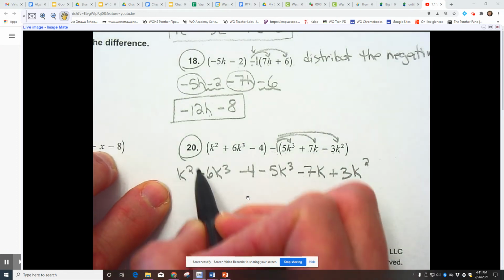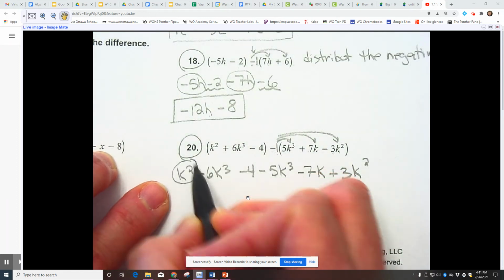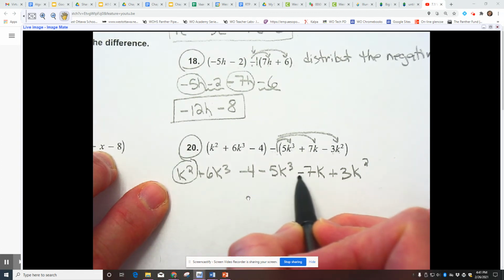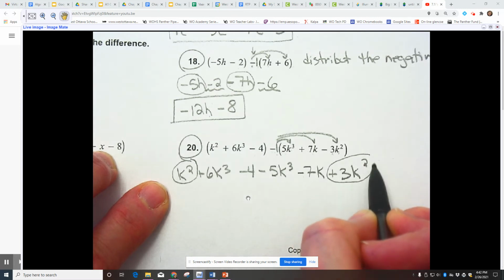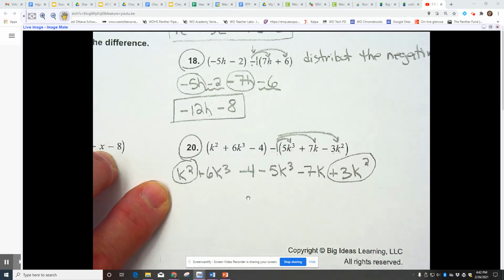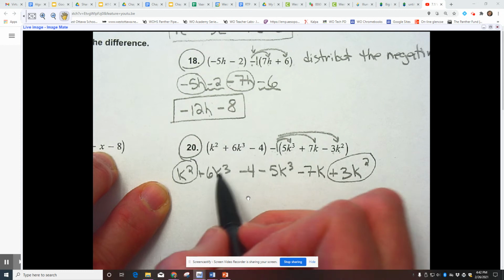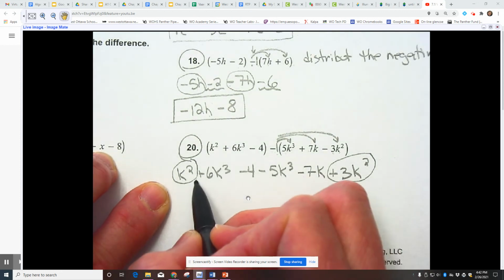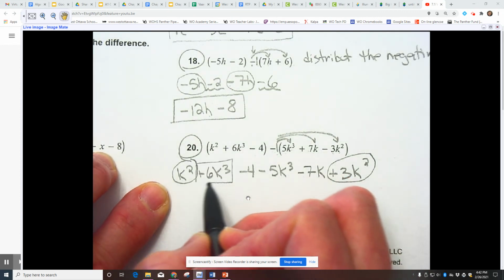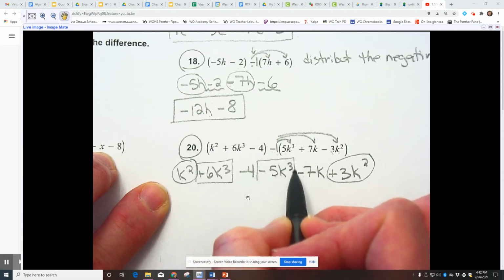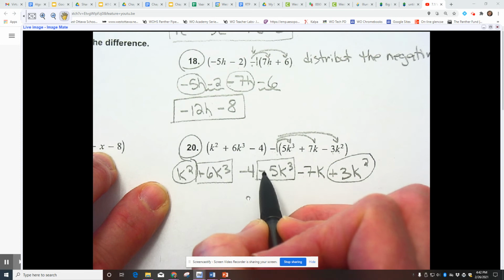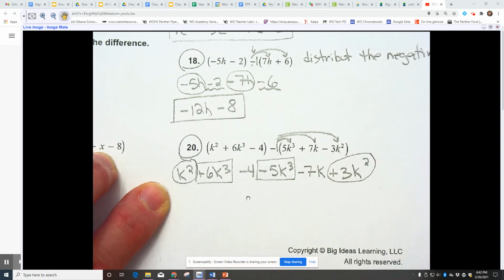Okay, now we got to combine like terms. I got a k to the second power. I'm going to give that a circle. And then I'm going to check. Oop, here's another k to the second power. So I'm going to say those are going to be like terms. I'm going to combine those in a second. K to the third power. I'm going to put a square around that. Do I have another k to the third power? There it is. Again, when you're identifying these like terms, include the sign that's in front of it.